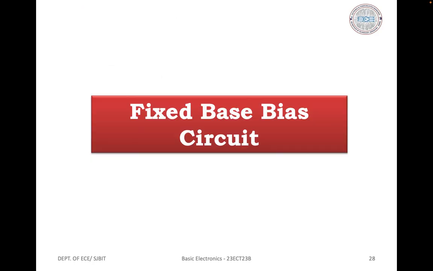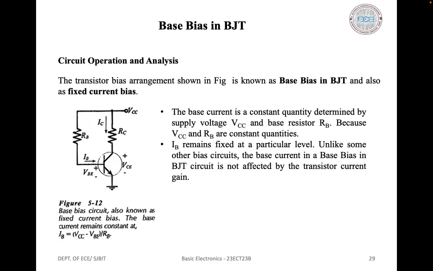So coming to the fixed base bias circuit, the circuit operation and analysis. The transistor bias arrangement is shown in this figure. It is known as base bias and also as fixed current bias. The base current is a constant quantity determined by supply voltage VCC and base resistor RB. Because VCC and RB are constant quantities, IB remains fixed at a particular level, unlike some other bias circuits. The base current in a base bias circuit is not affected by the transistor current gain.